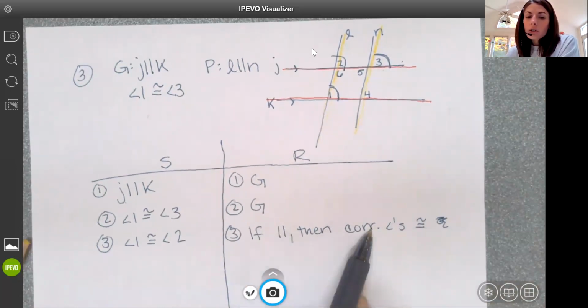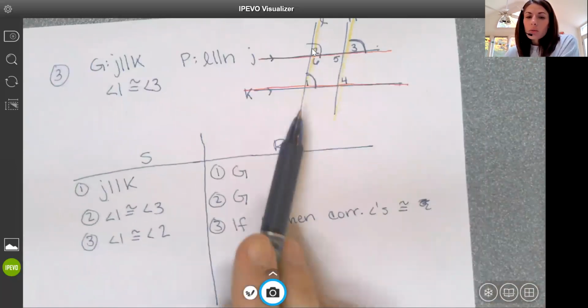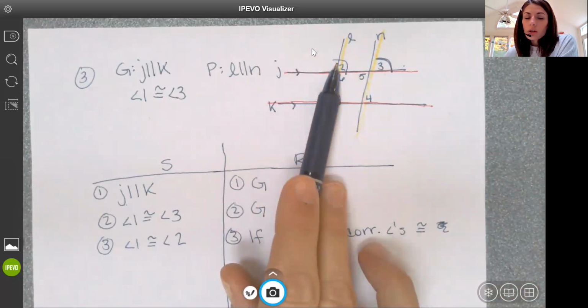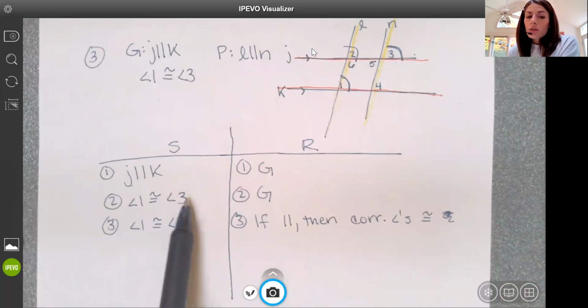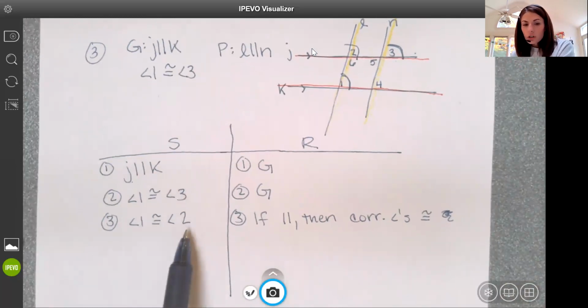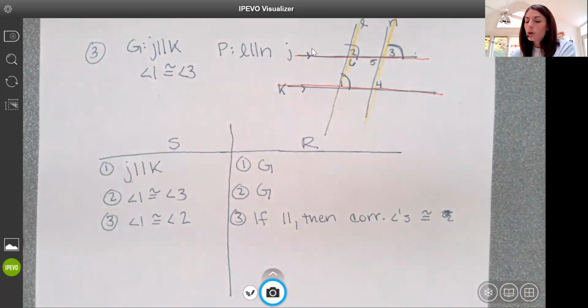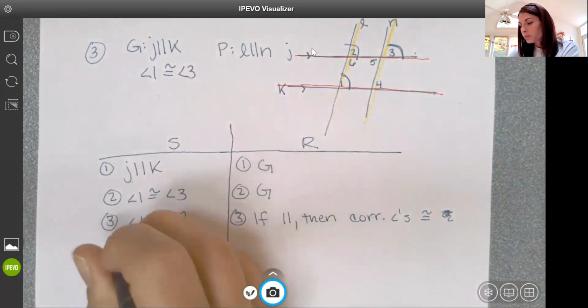Okay, if parallel, then corresponding angles are congruent. Because I know 1 and 2 are corresponding and these lines are parallel. If 1 is congruent to 3 and 1 is congruent to 2, then what else can I say? What other 2 angles would be congruent?